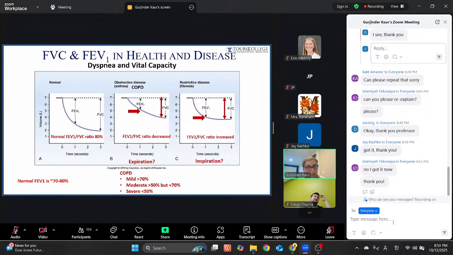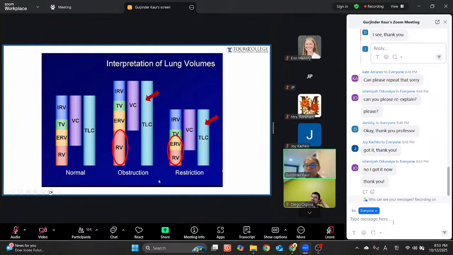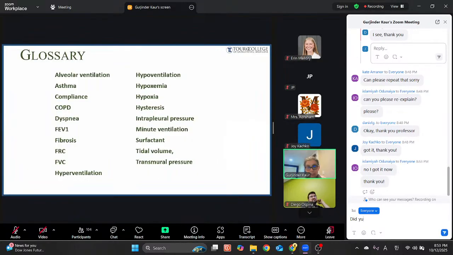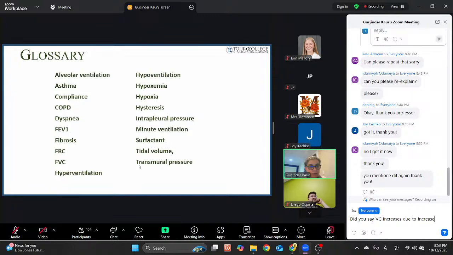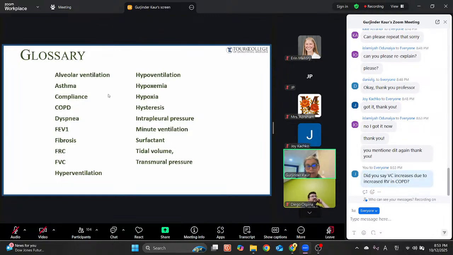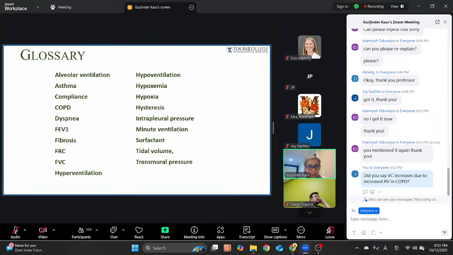Okay, all right, so let's move forward and do one question. Did everyone go through this glossary already? Please go over these things because they are going to be very relevant: what is compliance, transmural pressure, minute ventilation, intrapleural pressure, what are the numbers?